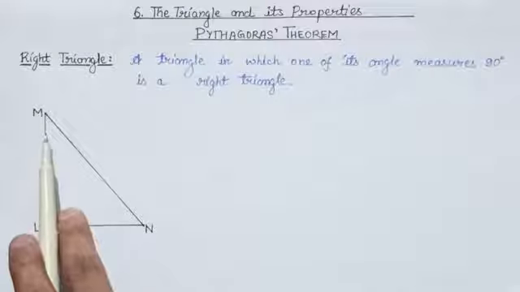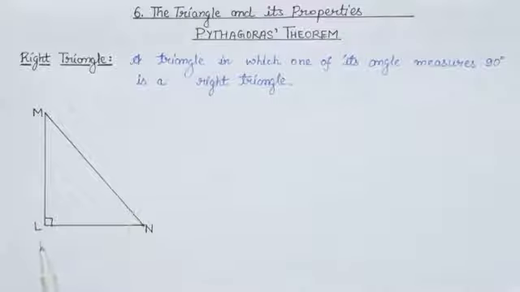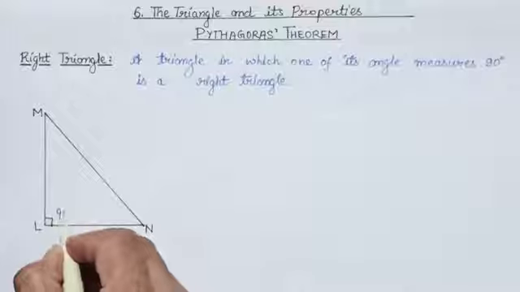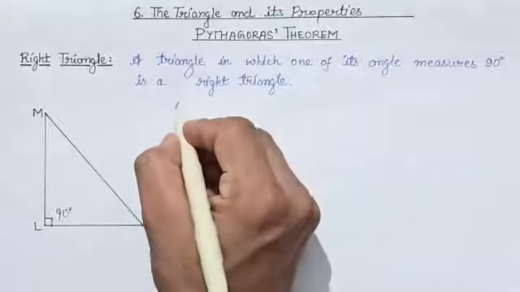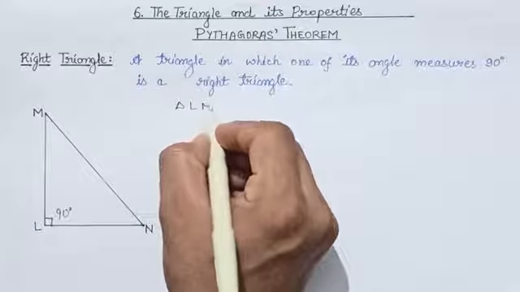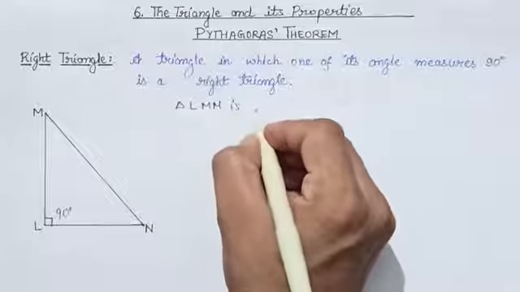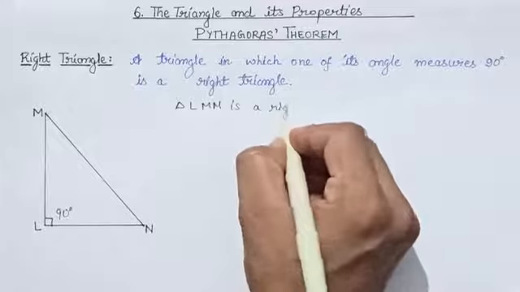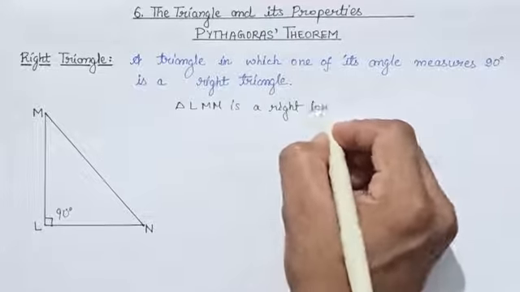As you can see in this figure, LMN, we can say this is a right triangle because here the angle L measures 90 degree. So triangle LMN is a right triangle.